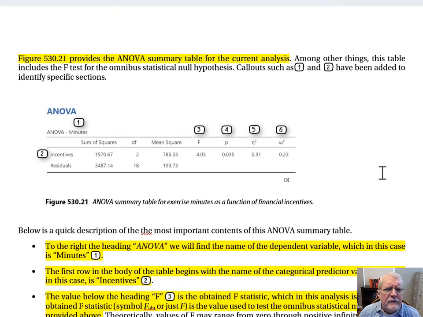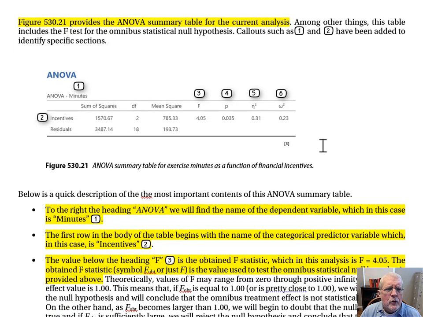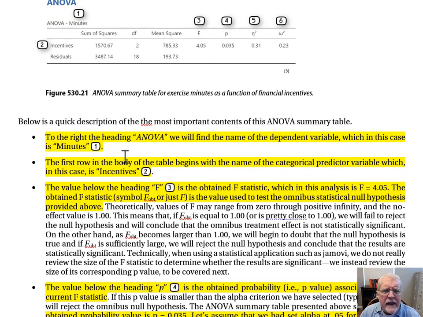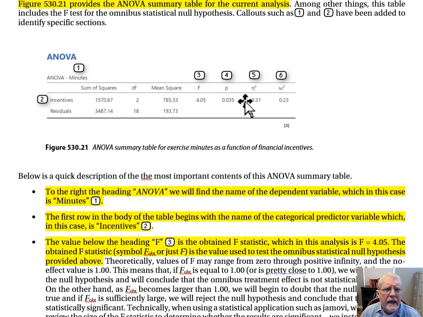Page 36, figure 530.21 provides the ANOVA summary table for the current analysis. I've added call-out numbers like 1, 2, 3, 4 to identify specific sections of this ANOVA summary table. To the right of the heading ANOVA, we find the name of the dependent variable, which in this case is minutes. The first row in the body of the table begins with the name of the categorical predictor variable, which in this case is incentives. That's call-out number 2 right here. Yes, our independent variable is incentives.